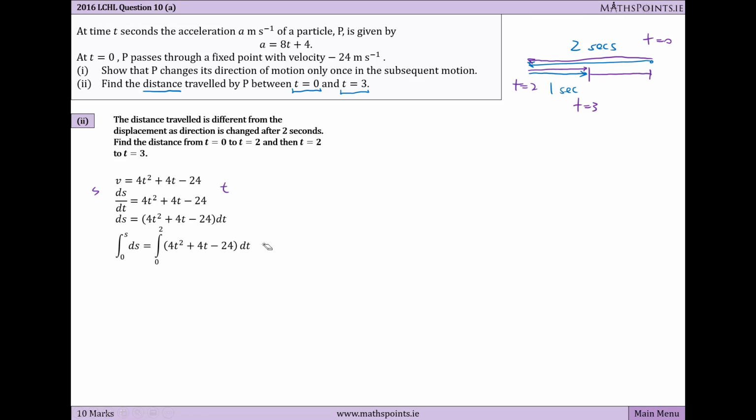So the limits that I'm going to use for this differential equation are, I know that at the time t equals 0, obviously the displacement was 0. And then I'm interested in the displacement after 2 seconds. So again, the distance travelled in the first 2 seconds when they were moving to the left and before they changed direction. So integrating the left hand side with respect to s, I get s.